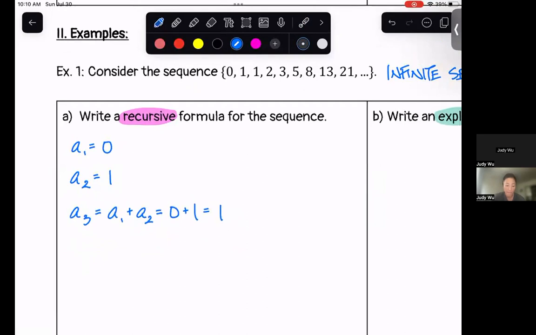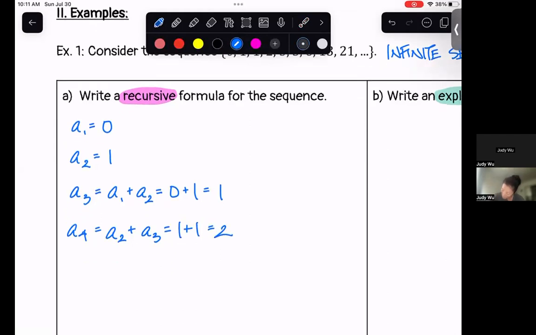Now, I wonder if that pattern continues to work, meaning does A sub 4 equal A sub 2 plus A sub 3? Well, I don't know. Let's find out. A sub 4 is 2. 1 plus 1 gives me 2.